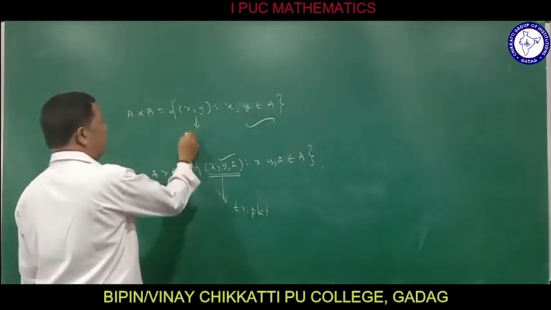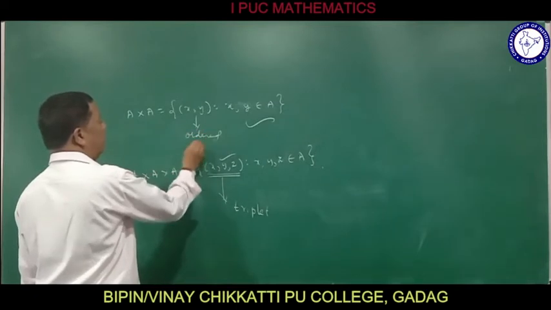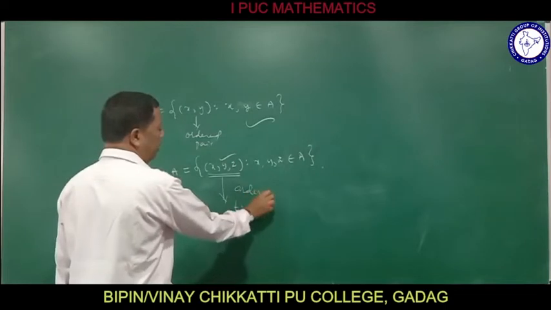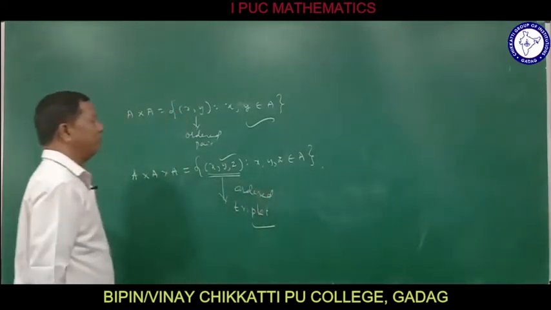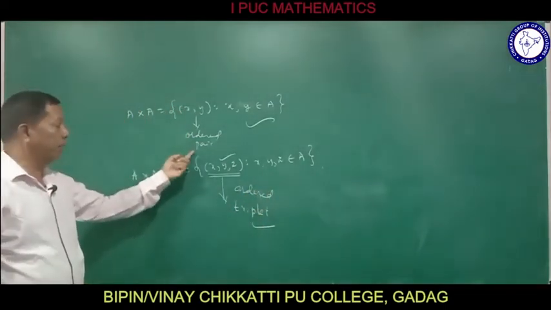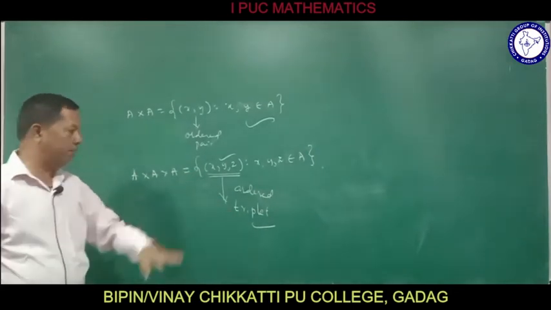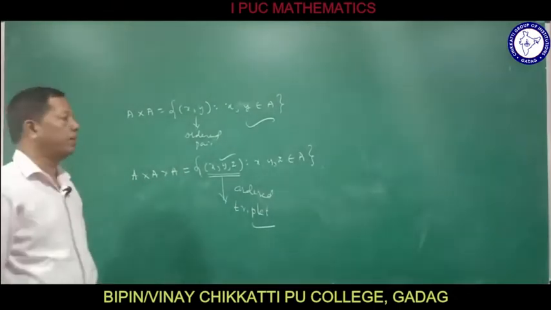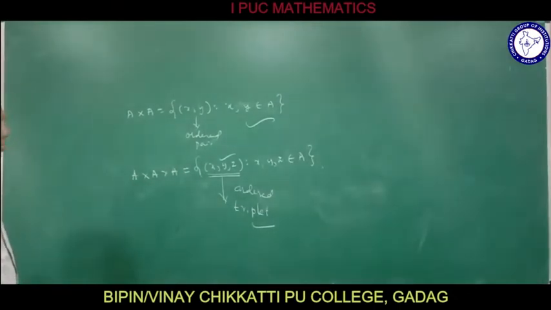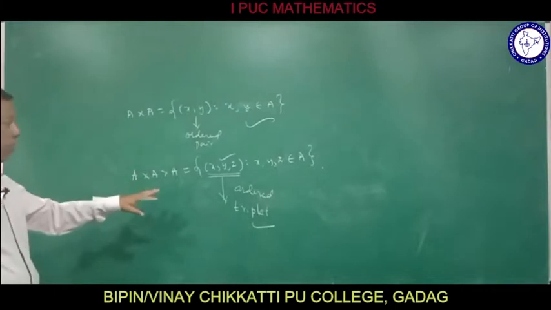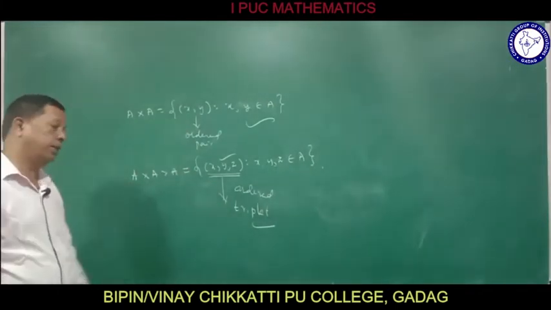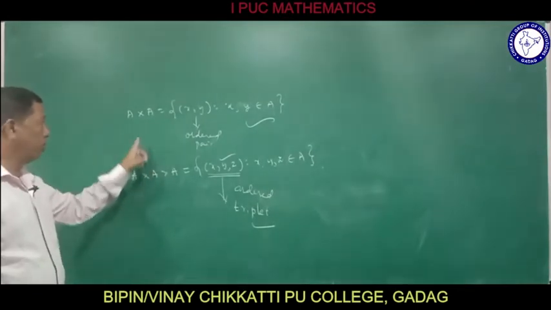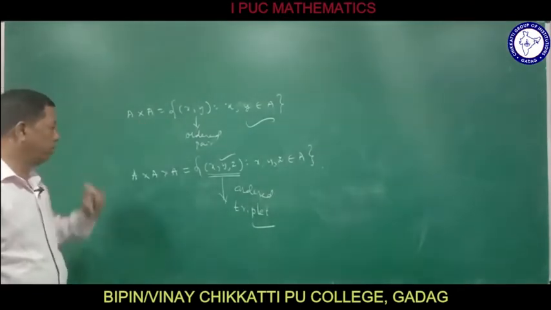If two are there, ordered pair. If three are there, ordered triplet. So this is only the introduction part in first PUC, the ordered triplet. It is not even there in second PUC, that will be continued in graduation. Okay, no problem. I have told you the Cartesian product of A into A.